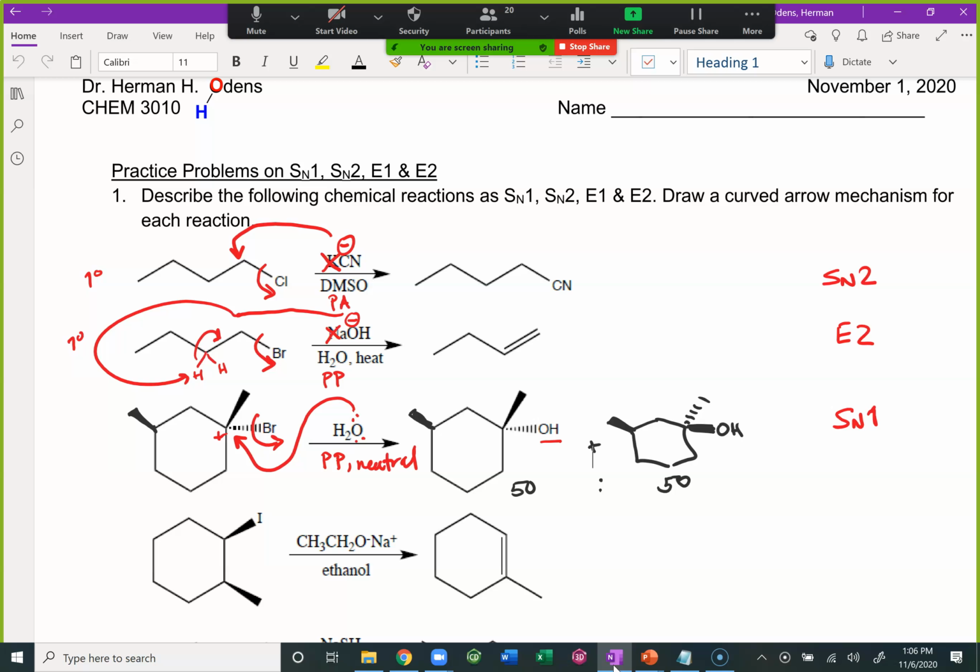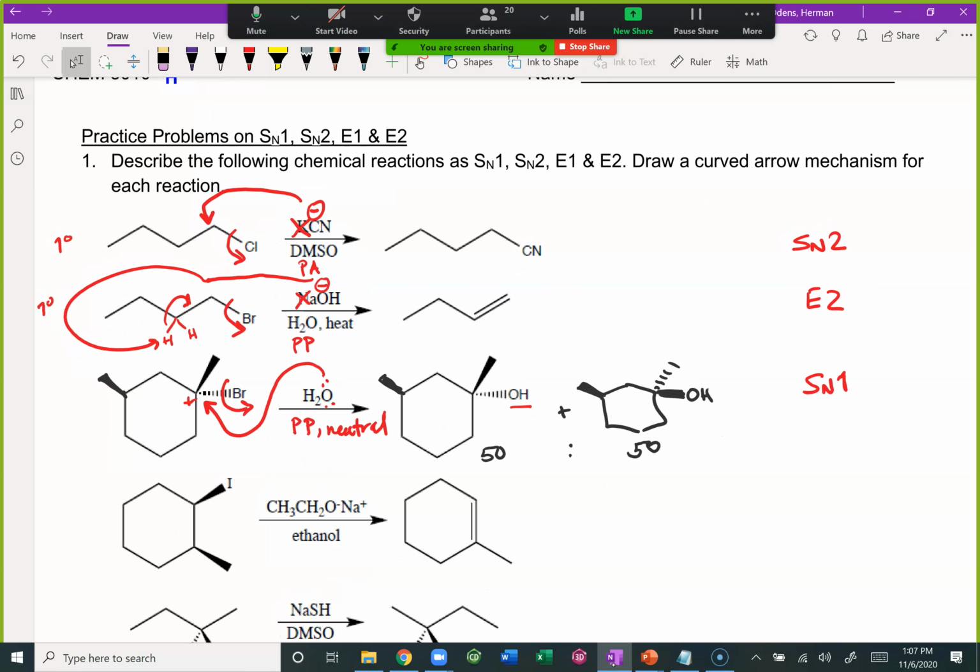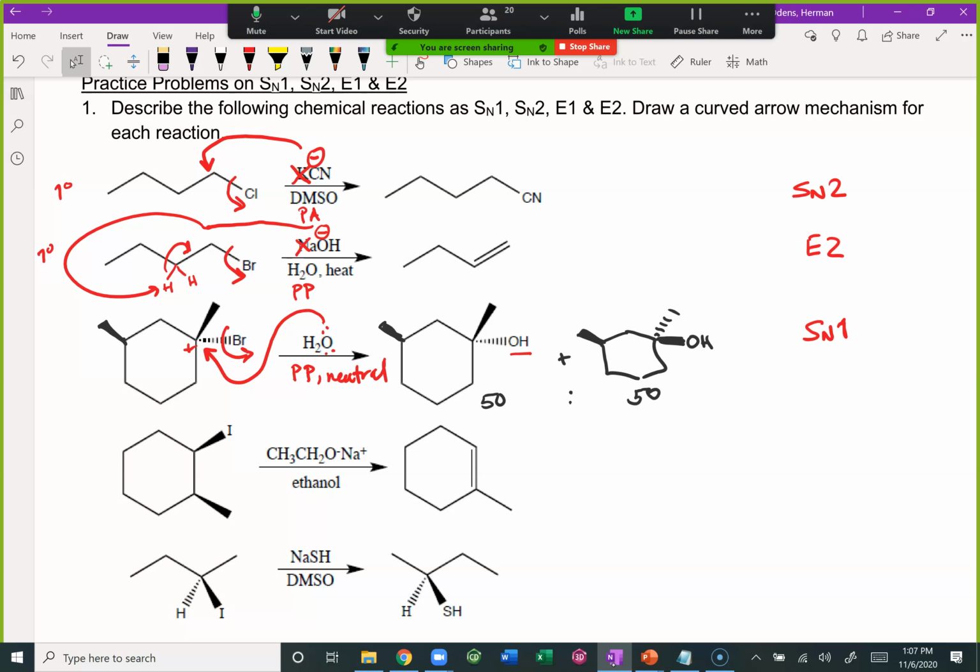All right. So, and then we figured out that when you have a tertiary alkyl halide that has a chiral carbon, then you can have a 50-50 mixture for the SN1. I'm going to flip my computer here and continue. It says, describe the following chemical reactions as SN1, SN2, E1, and E2, and draw a curved arrow mechanism for each reaction. All right, what do we have here on this next slide?